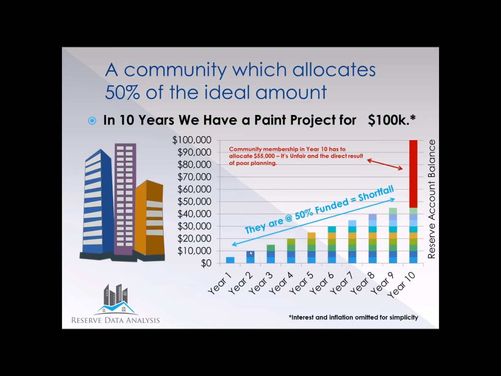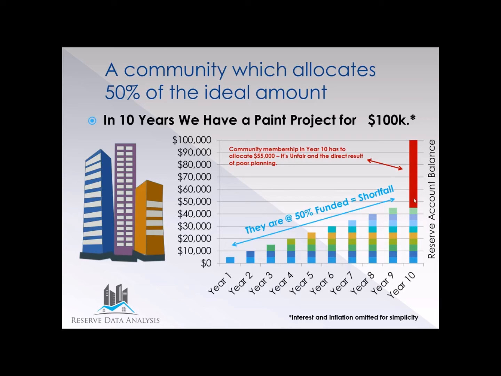Then year two, at the end of year two, they have $10,000, again, because they only added $5,000 more to the reserve account. Year three, $15,000. Year four, $20,000, so on and so forth. So at the end of year 10, they're 50% funded. They have a shortfall here. And the issue is that at the end of 10 years, the paint still needs to get done. The project has to get done. They say that if there's peeling paint and whatnot, there's no choice but to paint the building.